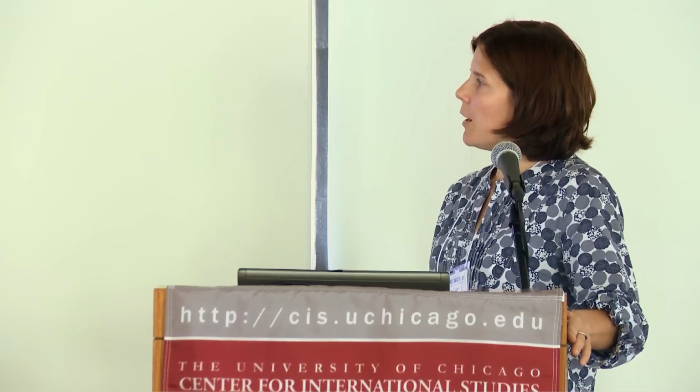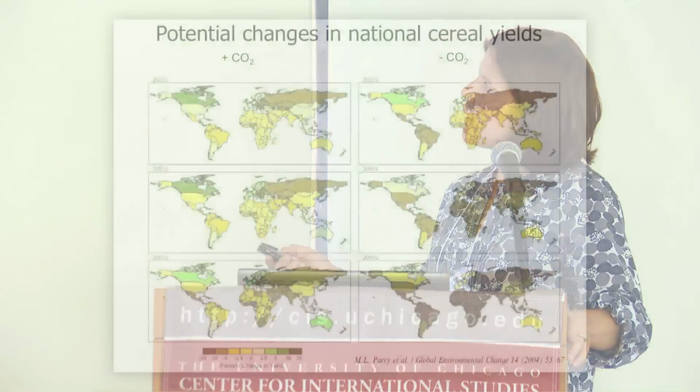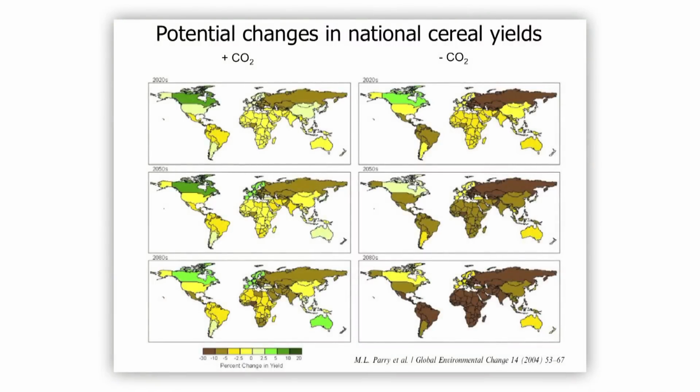And so I guess part of the motivation for all of this work is that when you put all of this together and you run the statistical models and the mathematical models and ask the question, what will future yields look like? This is just a map from a group in the UK looking at a world in the future. This is the 2020s, the 2050s, and the 2080s.